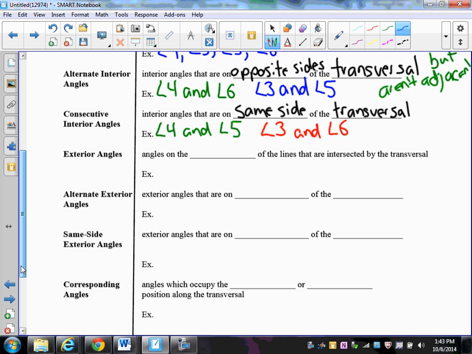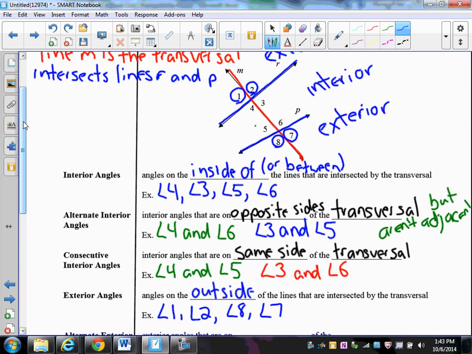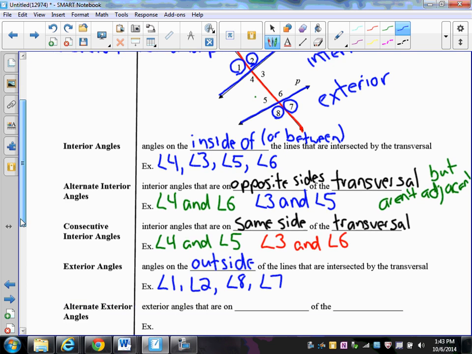So exterior angles are just angles on the outside of the lines intersected by the transversal. So again, that was angle 1, angle 2, angle 8, and angle 7. So those are the angles that we circled. We have special properties about exterior angles. The one that's going to be talked about most is alternate exterior angles.